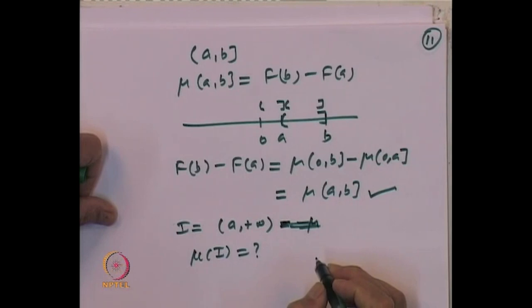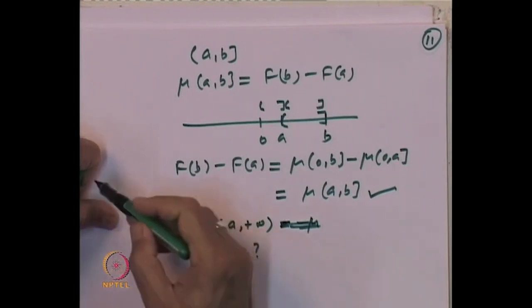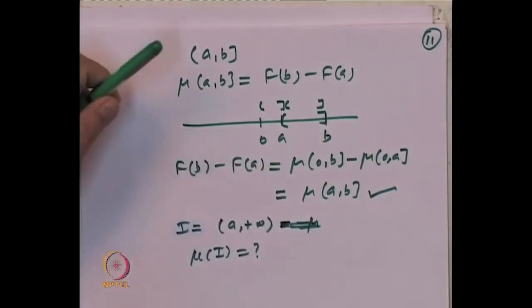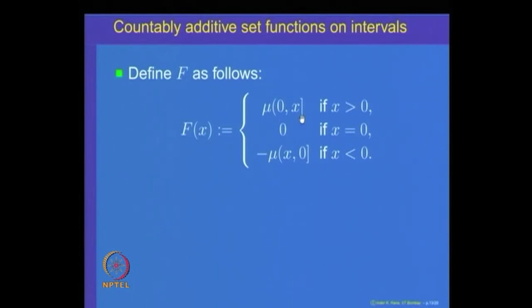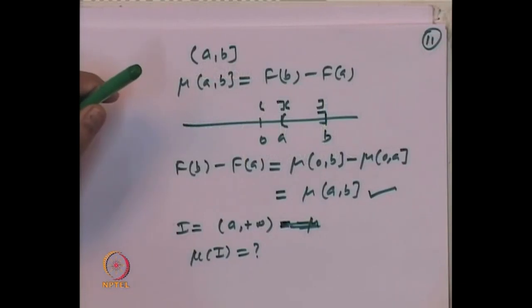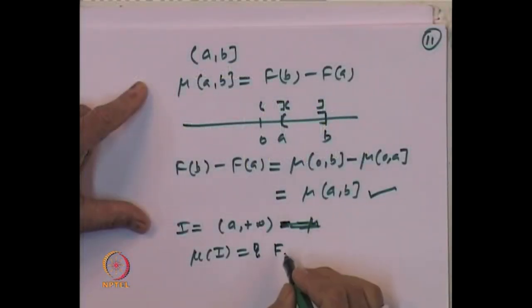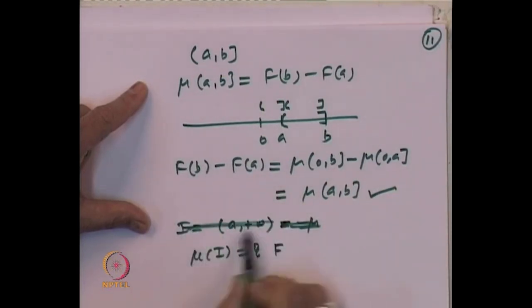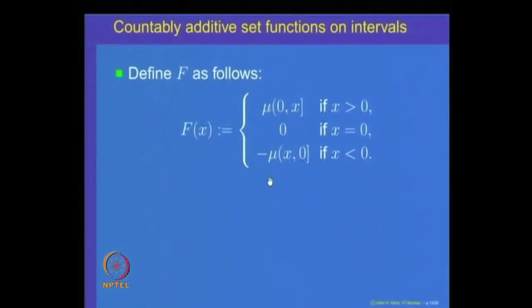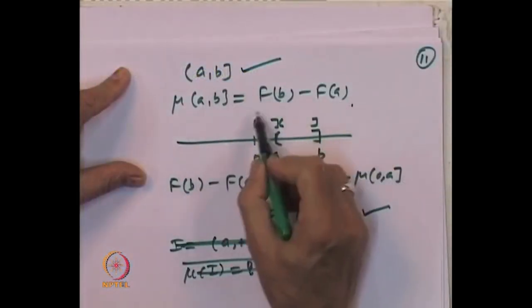We have not defined what is the relation between this and the function. So, keep in mind, we have defined f of x is equal to mu of 0 to x if x is positive, and f of x is equal to minus mu of x to 0 if x is negative, provided this is finite. Okay. So, we want to check that this satisfies the required property, namely, if I is equal to a to b, then I want to check that mu of I is equal to f of b minus f of a. This is only for finite intervals. I am sorry, we wanted to check that only for finite intervals this property is true. So, whenever an interval I is a finite interval, then we know this is finite and this property is true.